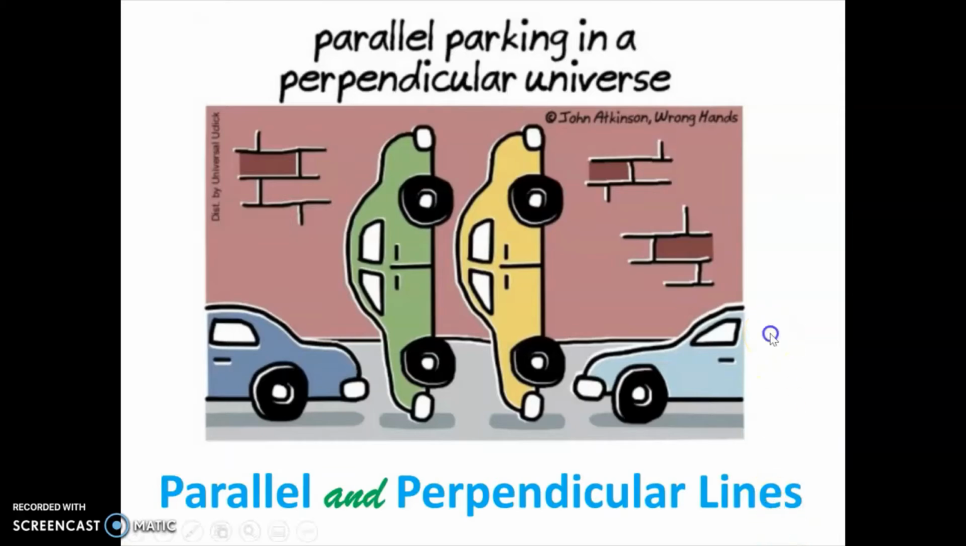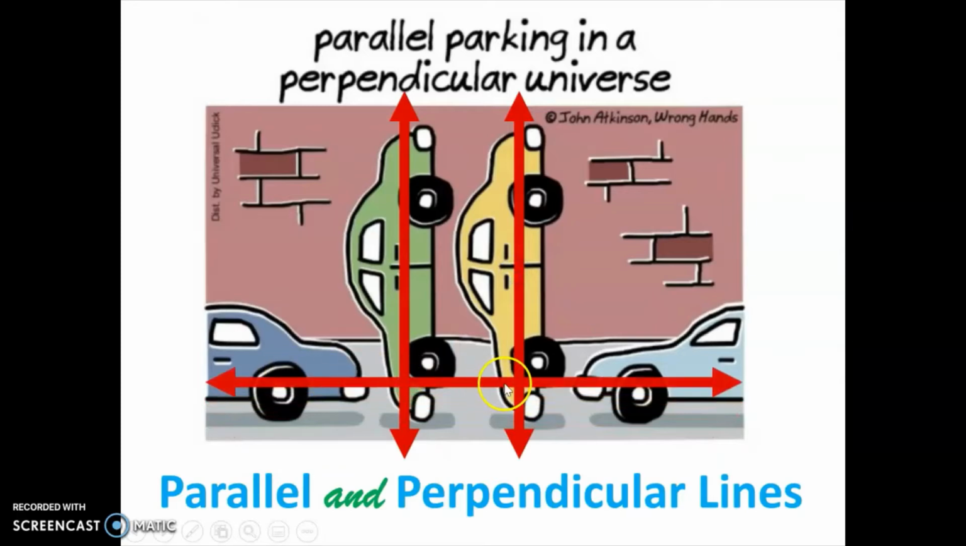As you know from prior learning, parallel lines look like this. They are two lines that will never intersect. Perpendicular lines look like this. They are lines that are formed when you have two lines that intersect at a 90-degree angle. So parallel and perpendicular. Let's get into it.